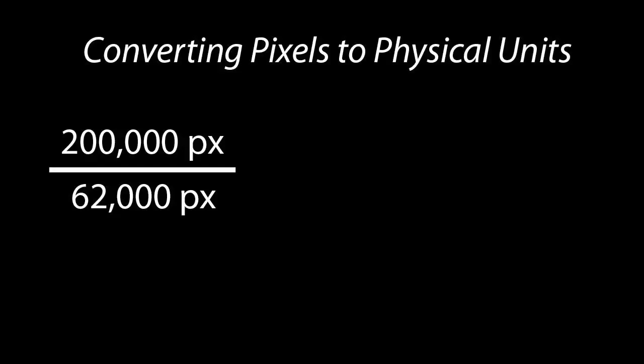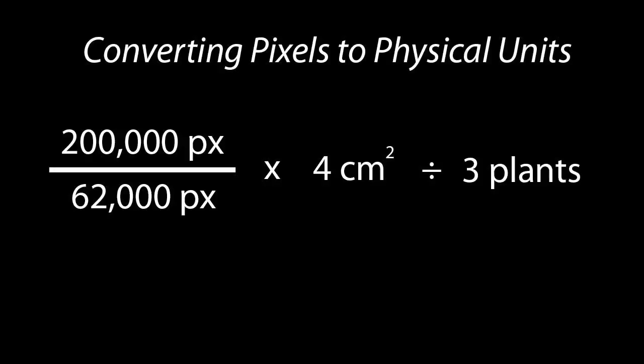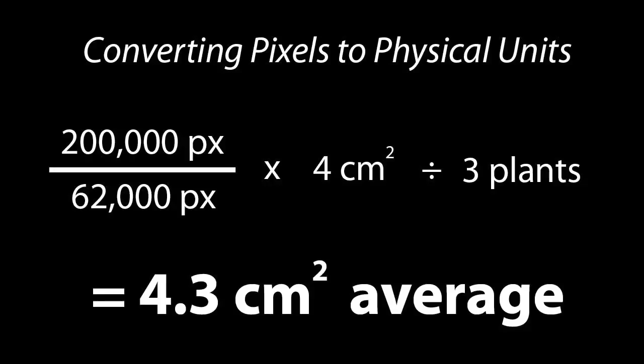So by dividing the number of pixels of the leaves, approximately 200,000, by the number of pixels of the square, about 62,000, multiplied by 4 centimeters squared and dividing by 3 to obtain the average, we find that each plant is approximately 4.5 centimeters squared in size.